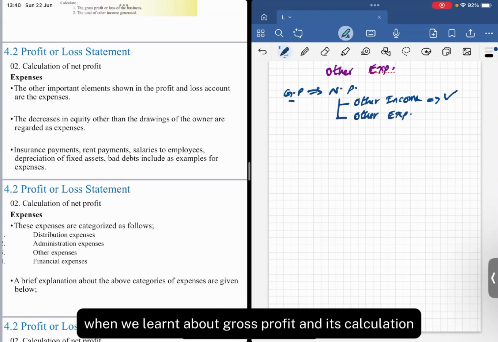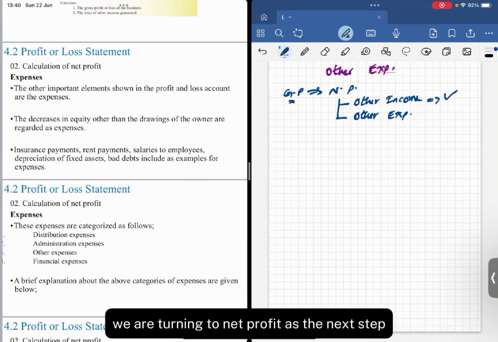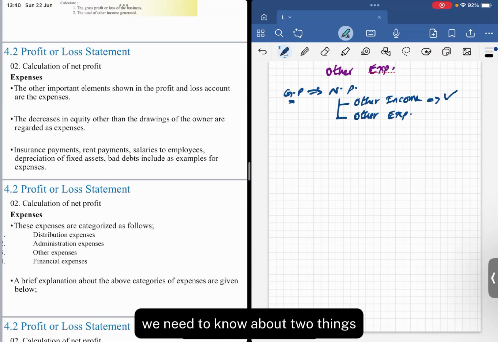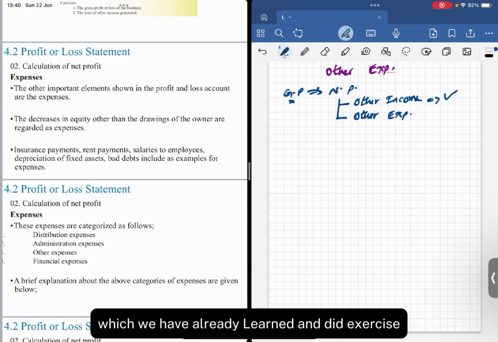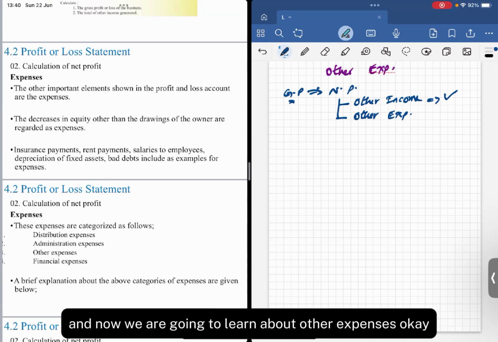So initially we learned about gross profit and its calculation, and from the gross profit, we are turning to net profit as the next step. In calculating net profit, we need to know about two things: other income, which we have already learned and did an exercise on, and now we are going to learn about other expenses.